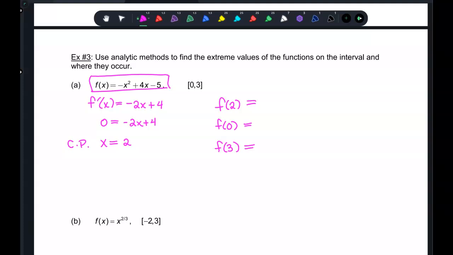So the derivative was to find the critical point. Now we go back and plug it in because we want to see what's the actual largest and smallest value. Okay, we can do this, right? Let's see. Negative 4 plus 8 minus 5 gives us... You plug it back into the original? Yeah. Notice here I put f.